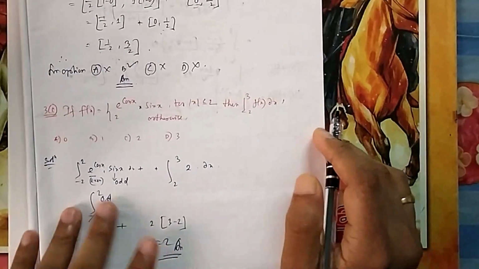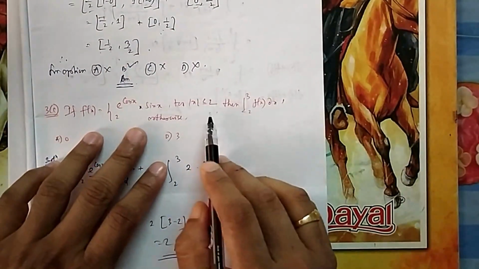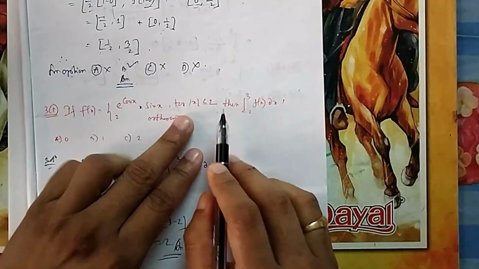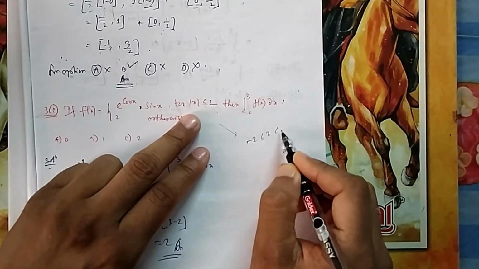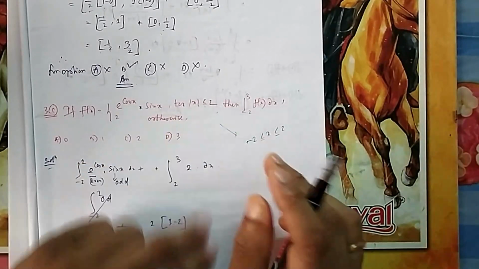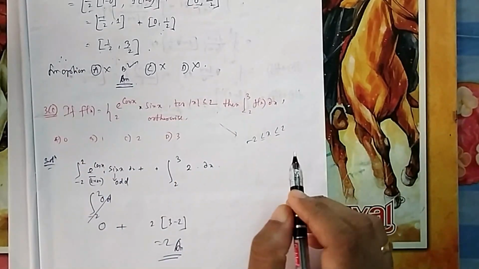Next, if you come to 3C, f(x) equal to this, for mod x less than 2, what is the answer? x can lie between minus 2 and 2, because the distance should be less than 2. So it can be between minus 2 and 2.